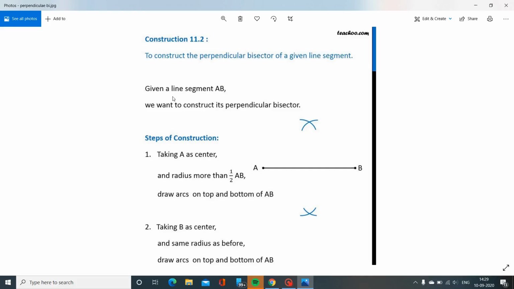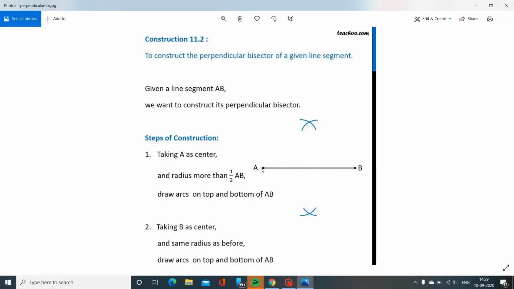Here I have a given line segment AB. We want to construct its perpendicular bisector. This is line AB. First step, taking A as center and radius more than half of AB, draw arcs on the top and bottom of AB.